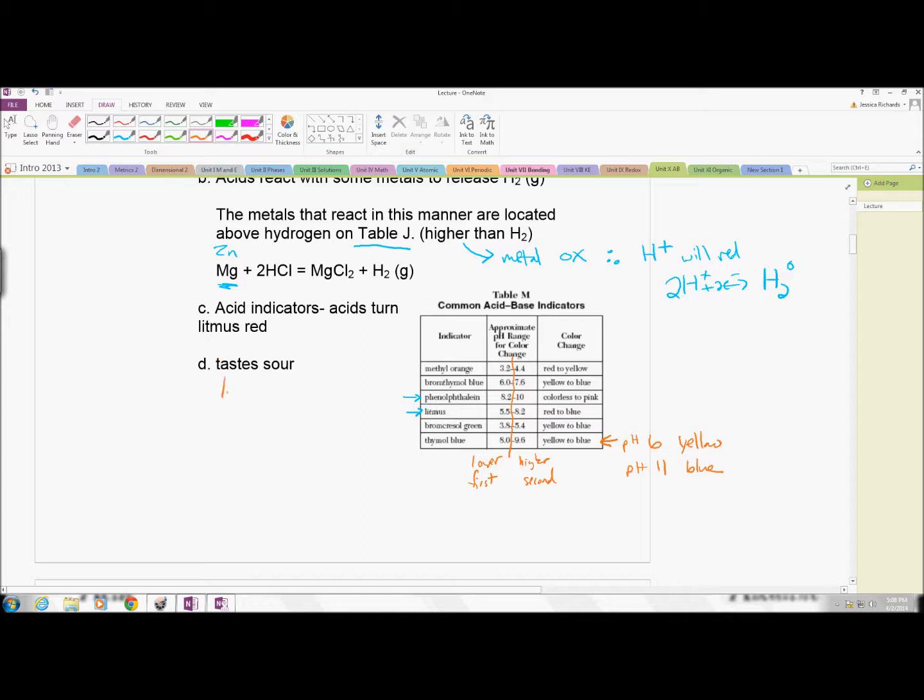Acids taste sour. Think lemons, vinegar, any of those type of acidic things. They have a sour taste to them. Tasting acids is not a safe way of deciding whether you have an acid or a base. Do not taste any acids or bases.